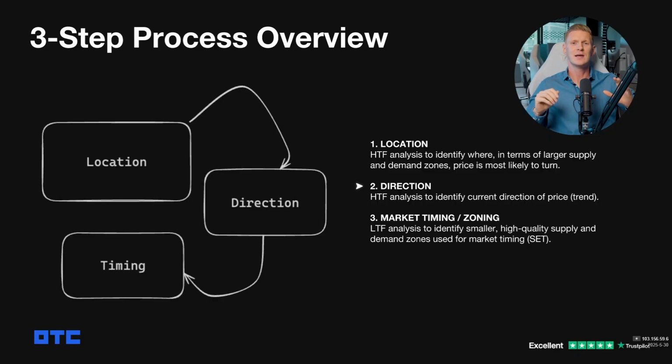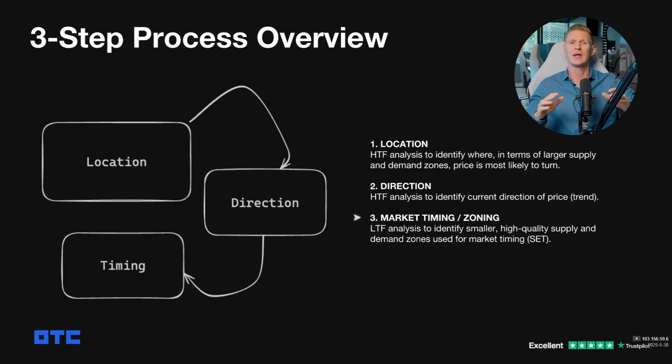Moving on to step 2, direction, still using the higher time frame. In this step, you identify the prevailing trend, whether it's up, down, or sideways, combined with location. This broader perspective helps you decide if conditions are favorable enough to move forward. Only when the location and direction align, say a low price zone in an uptrend, do we proceed to the final step.